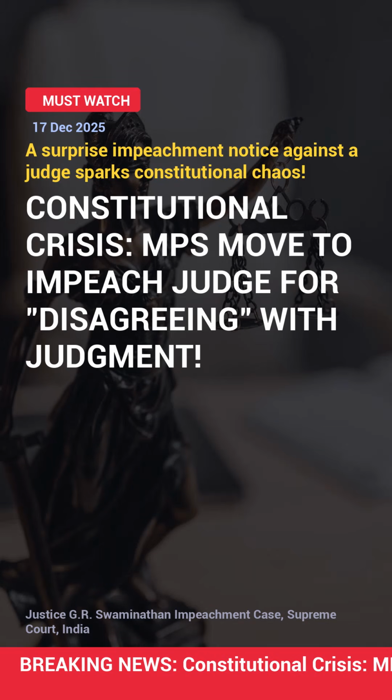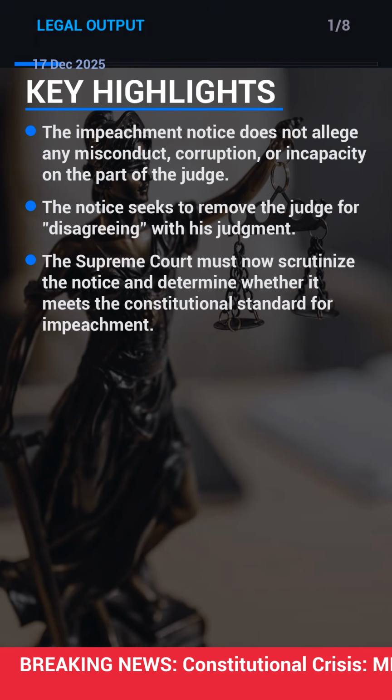A surprise impeachment notice against a judge sparks constitutional chaos. India's Supreme Court is now scrutinizing a historic impeachment notice against a judge without a single allegation of misconduct or corruption. The impeachment notice does not allege any misconduct, corruption, or incapacity on the part of the judge. The notice seeks to remove the judge for disagreeing with his judgment. The Supreme Court must now scrutinize the notice and determine whether it meets the constitutional standard for impeachment.